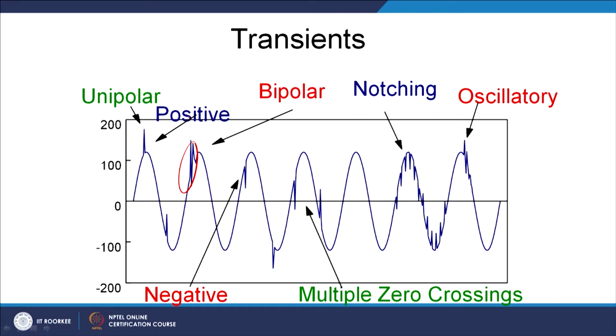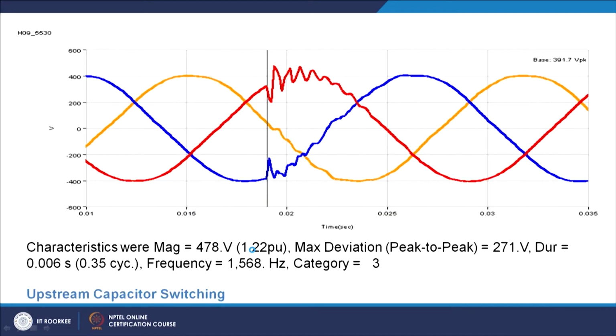You have a double peak. These are notches, which generally come due to thyristor switching, and it may be oscillatory, coming in that part of the waveform. Thus this is a problem of multiple zero crossings: here you have crossed the zero, and again you are crossing a zero. So this is the problem of the transient that has to be mitigated as a power quality problem.